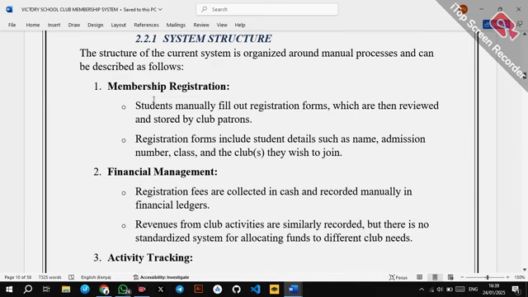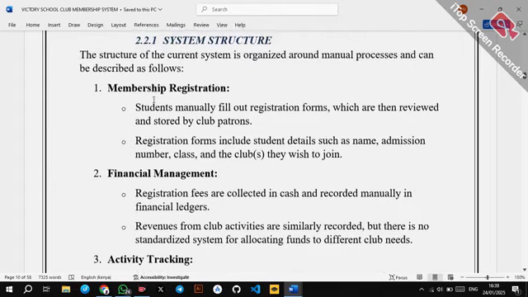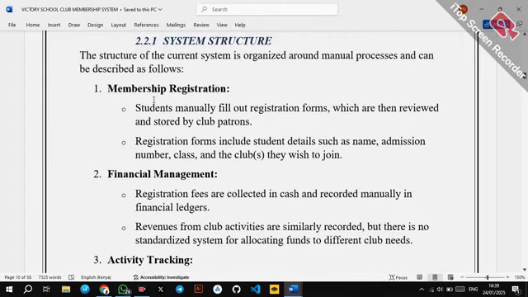System structure. What is the system structure? You are going to explain the system structure of the current system, not the proposed system. Some people get it wrong here. You are going to tell the system structure of the manual system. The manual system. How is the process done?